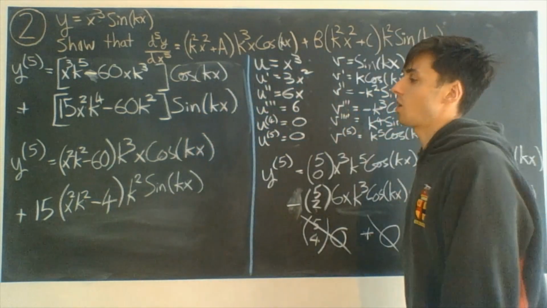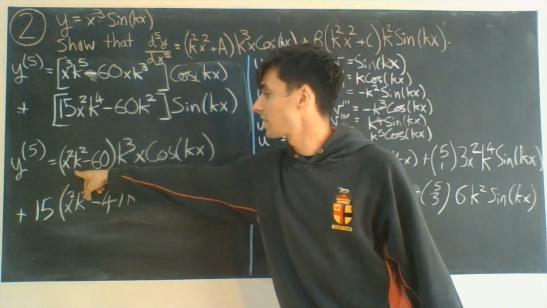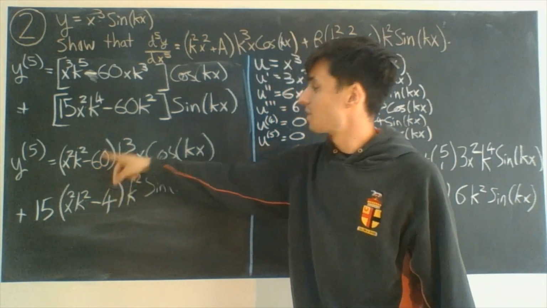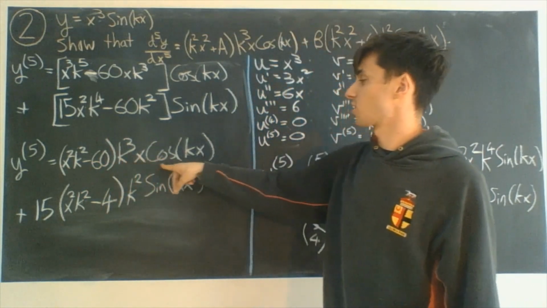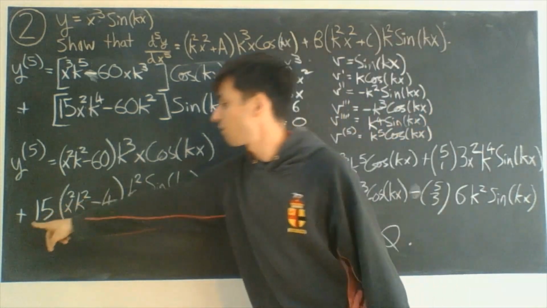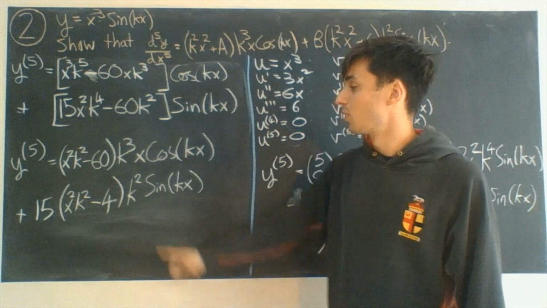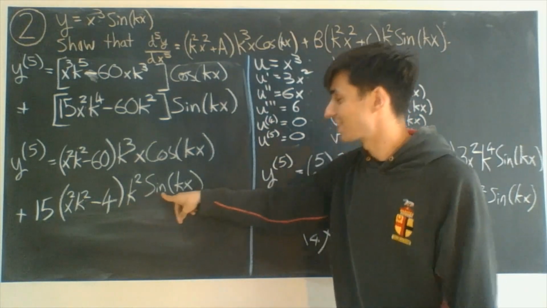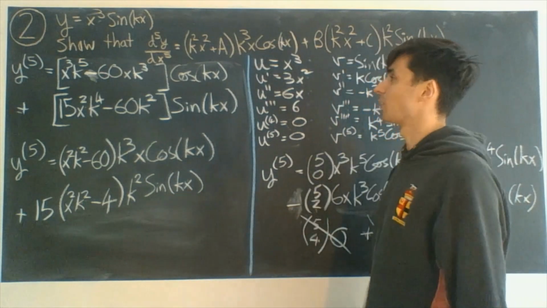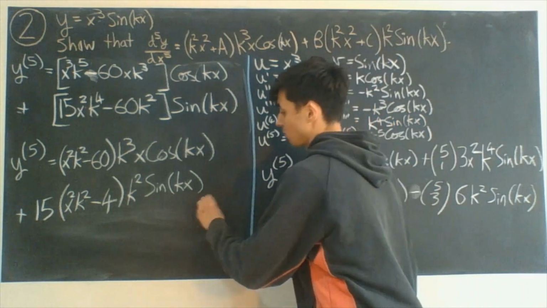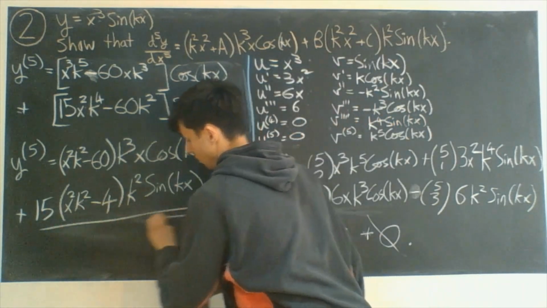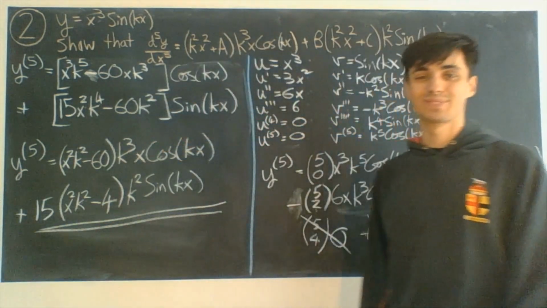So this then is our answer. We should have x squared k squared minus 60, brackets, k cubed x cos kx, plus 15, brackets, x squared k squared minus 4, close brackets, k squared sine kx. That's what we're looking for in our answer, and we are done. Let's give that a nice underline. Fantastic.